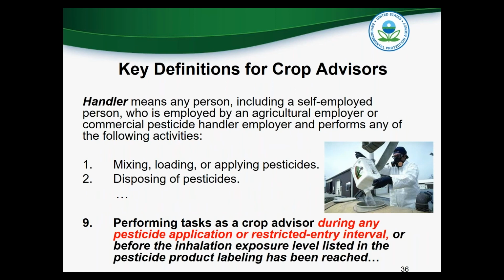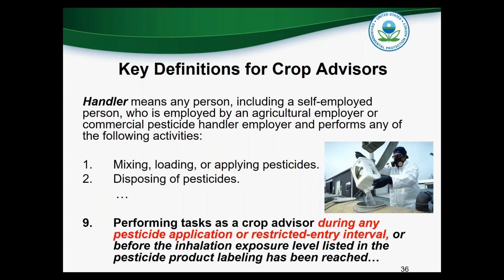Next slide. Another key definition is handler, and that's just because the very last part of the handler definition says a handler is somebody that is performing tasks as a crop advisor during any pesticide application or RAI. So what that means is that when somebody is doing crop advising tasks during an RAI or a pesticide application, they are considered a handler under this rule. And that would mean that by doing that, they have to be provided handler protections, they would have to get handler training, and all of those things if they perform crop advising tasks that qualify them as a handler.